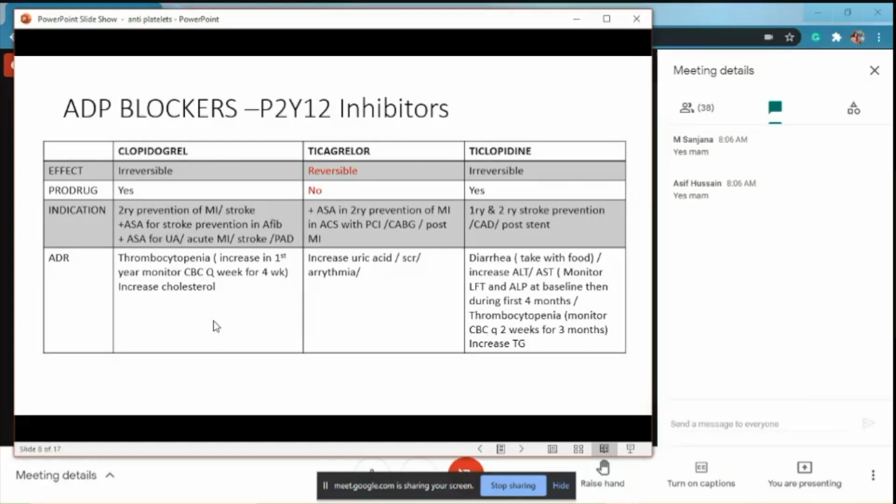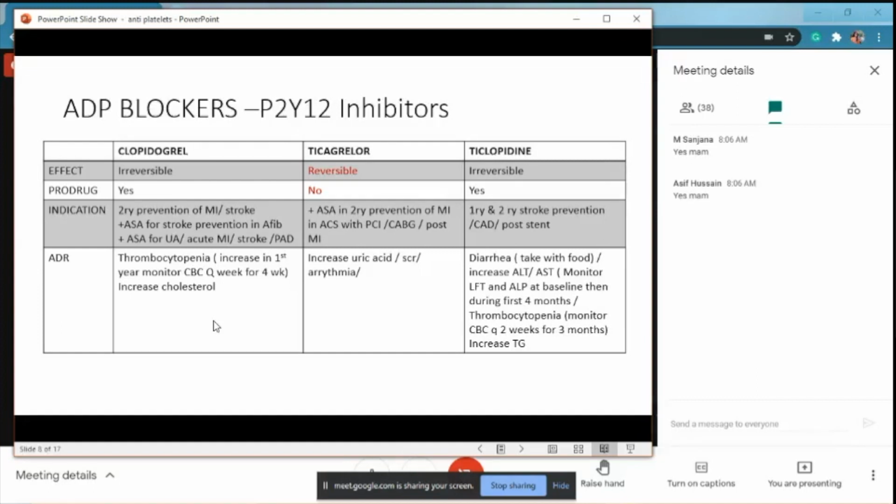If you notice the effect of the medication on platelets, most of the medications are irreversible, except ticagrelor. Clopidogrel is irreversible, ticagrelor is reversible, ticlopidine is irreversible. So here you have to remember ticagrelor, which I highlighted in red. Ticagrelor has a reversible action, and it's not a prodrug. The rest of the medications are prodrugs, so they have to be activated by enzymes once they reach the body and convert into active metabolites. But ticagrelor is not a prodrug.